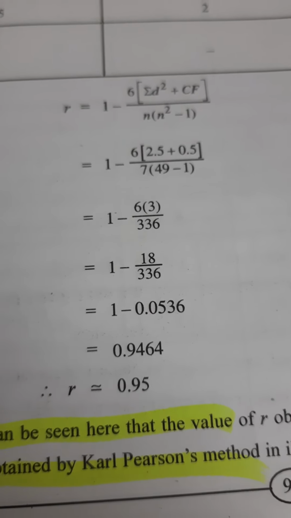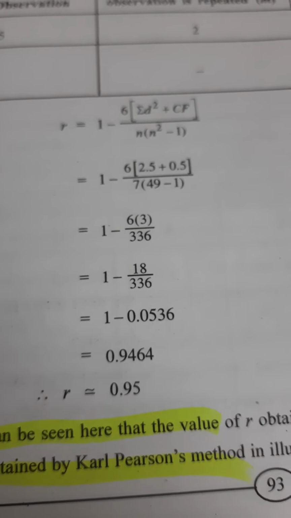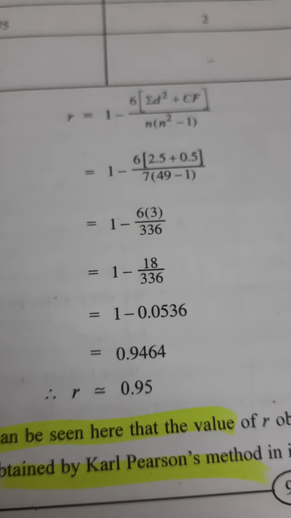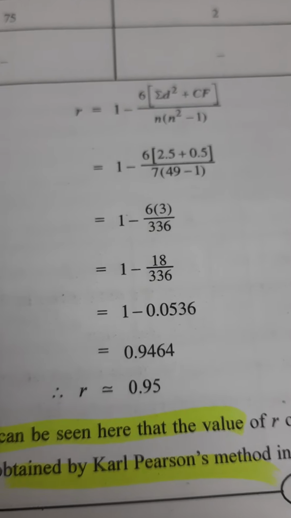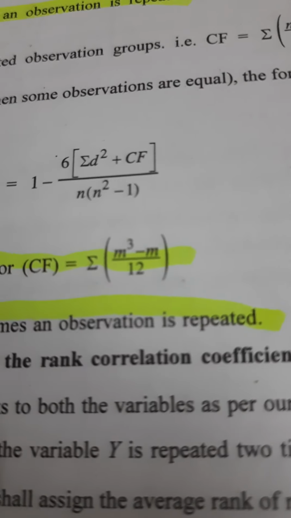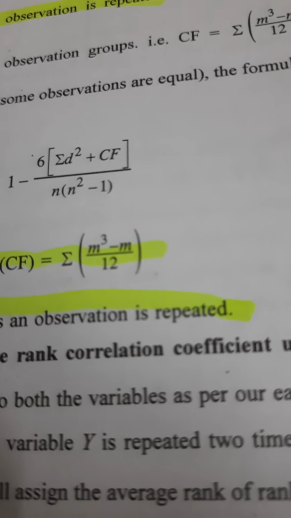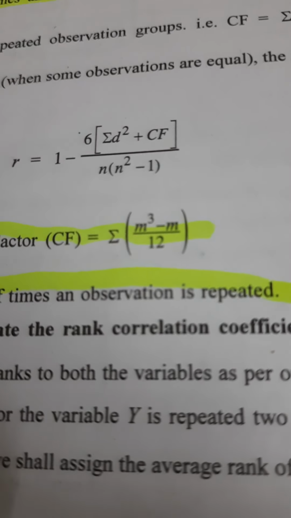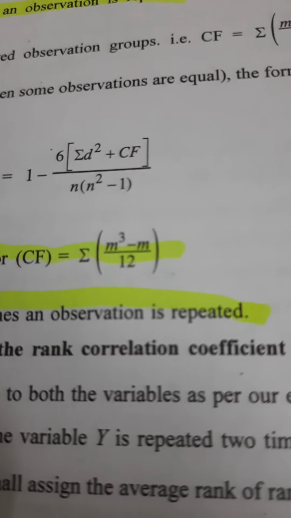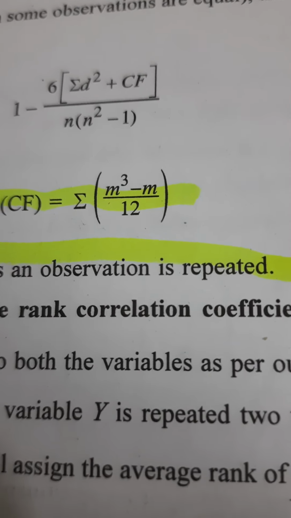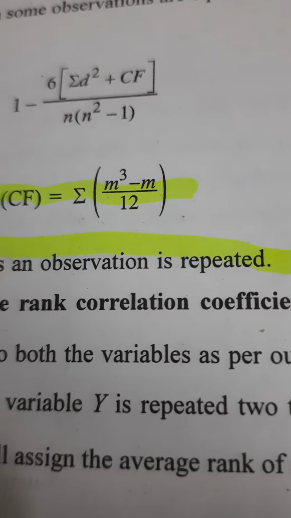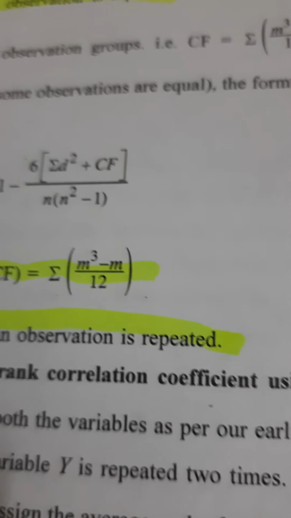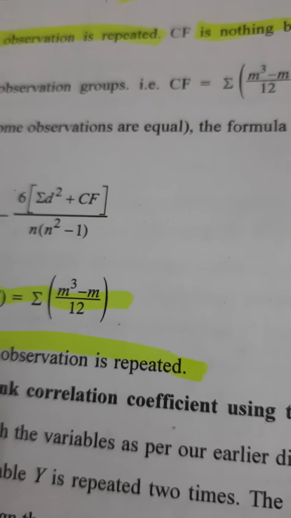I hope you got the point clear. Whenever there is a tie, you have to see how many times the value is repeated, and the ranks are allotted accordingly. And then finally you apply the formula 1 minus 6 into sigma d squared plus Cf upon n into n squared minus 1, and Cf, or correction factor, equals sigma m cube minus m upon 12. So this is how we work it out.